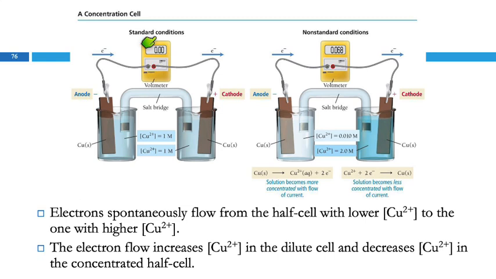And we attach a voltmeter here, and no current is flowing. Over here, we have 0.01 molar copper ion here and 2 molar copper ion there. There is a difference in concentration. Current is going to flow. The cell potential will not be 0.